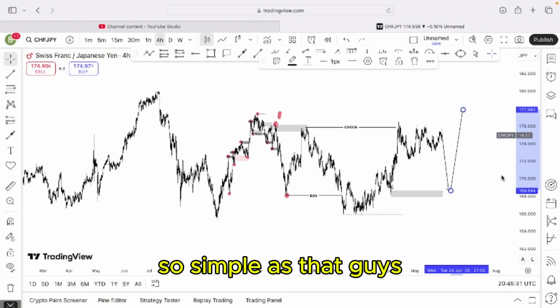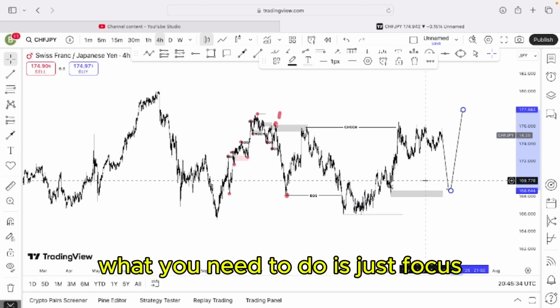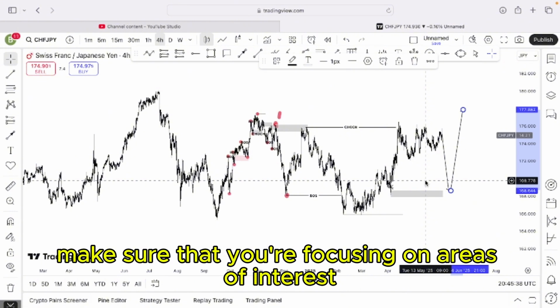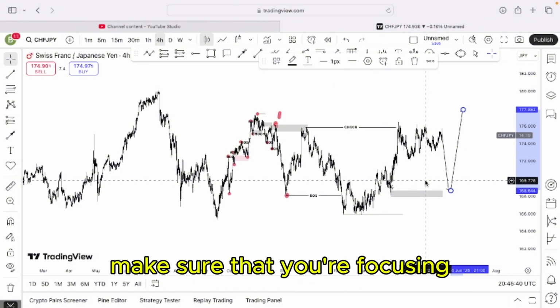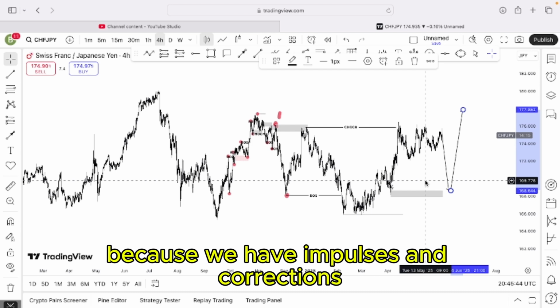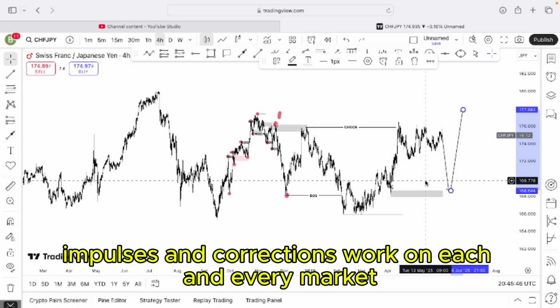So simple as that, guys. What you need to do is just focus on the current market structure. Make sure that you're focusing on areas of interest. Make sure that you're focusing on how the market is moving, because we have impulses and corrections, which work on each and every market, guys.